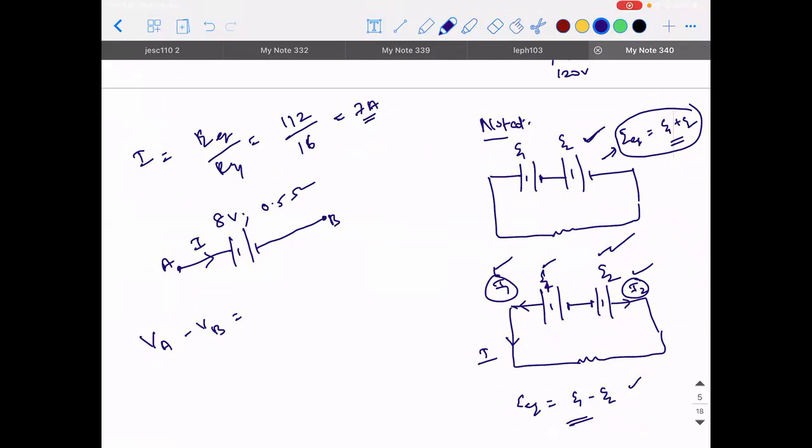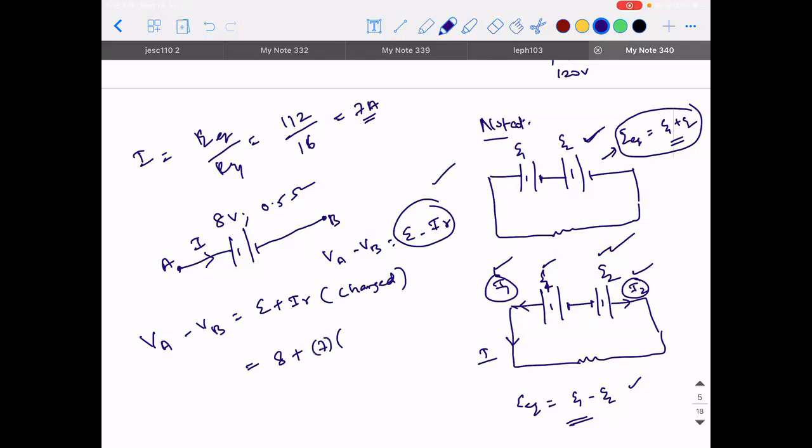Okay. So I gave you the formula, right? VA minus VB is equal to E minus IR when the cell is getting discharged. Whereas when the cell is getting charged, it is going to change as E plus IR, that will be 8 plus I is 7 into R is 0.5. So 8 plus 3.5 is 11.5 volt. Means it is no more going to be an 8 volt cell, rather it will behave like an ideal cell of EMF 11.5 volt.